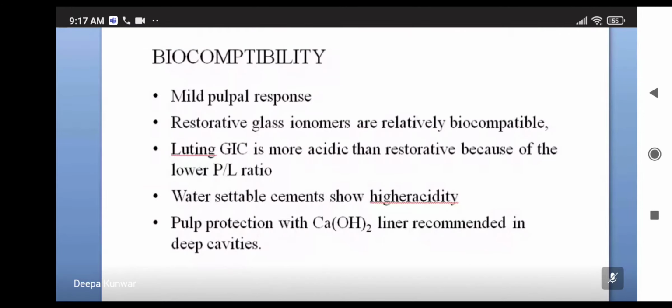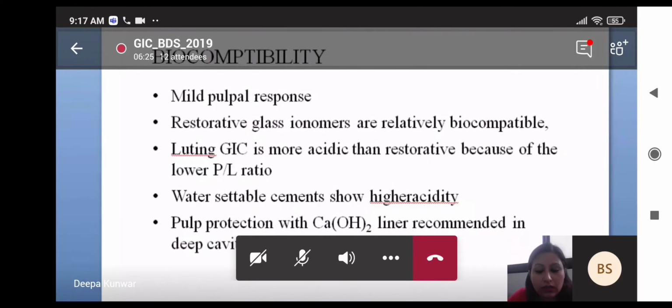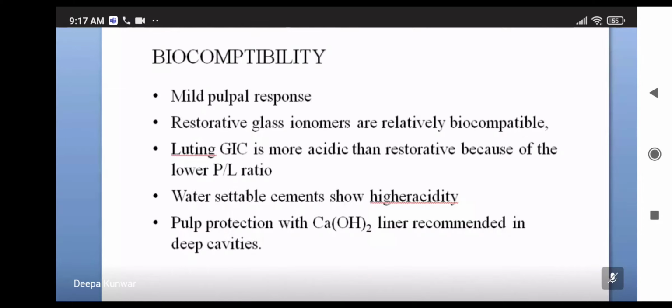Clinical manipulation. When we mix each and every cement or anything. Can you see the slide? Is it visible? Yes, ma'am. Okay. When we mix any cement or anything, we always have to know the mixing time and setting time. In setting time, we should know the initial setting time and final setting time.